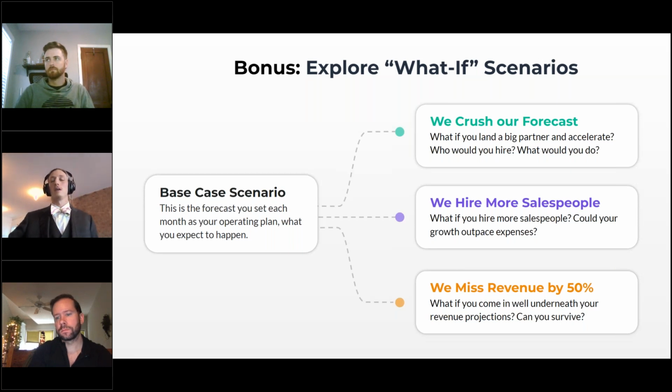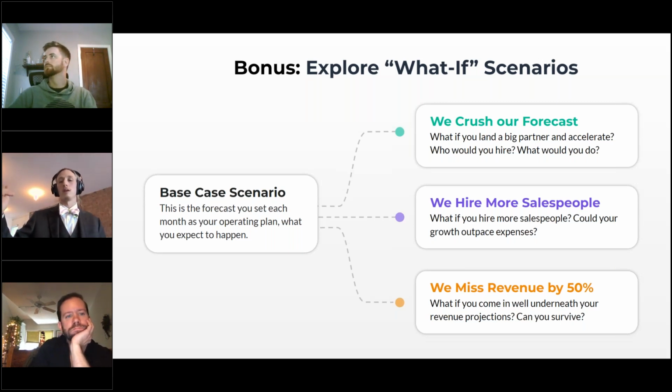Am I comfortable with that? Or maybe it's 10 or 11. Maybe I don't hit that milestone quite as quickly. Maybe it takes me an extra 6 months. Can I survive that long in order to hit that milestone and raise that next round?